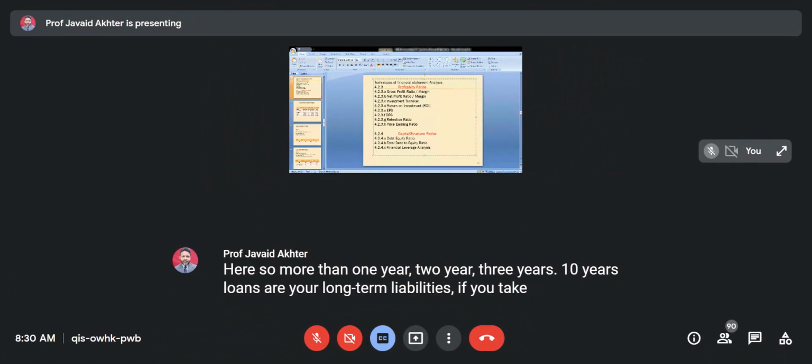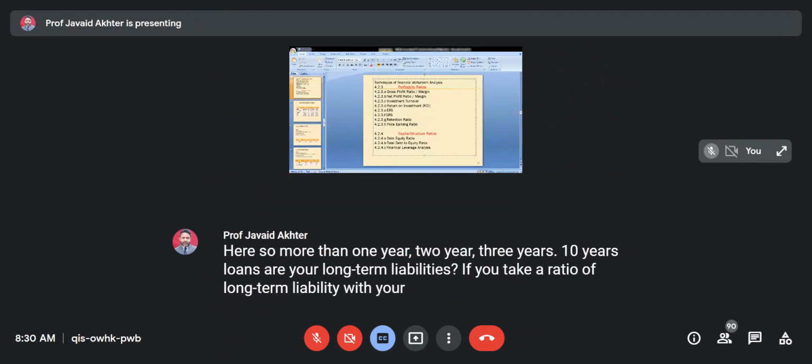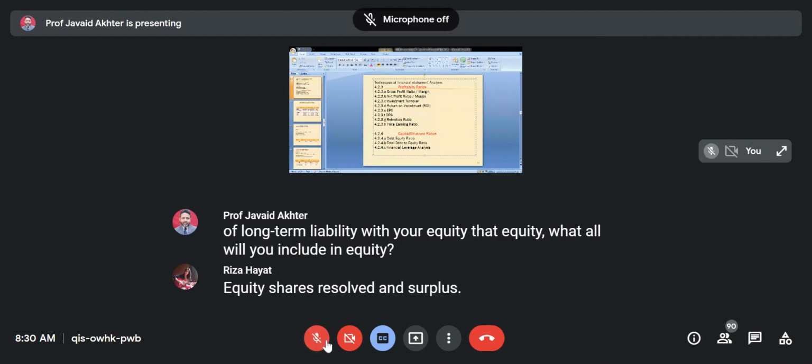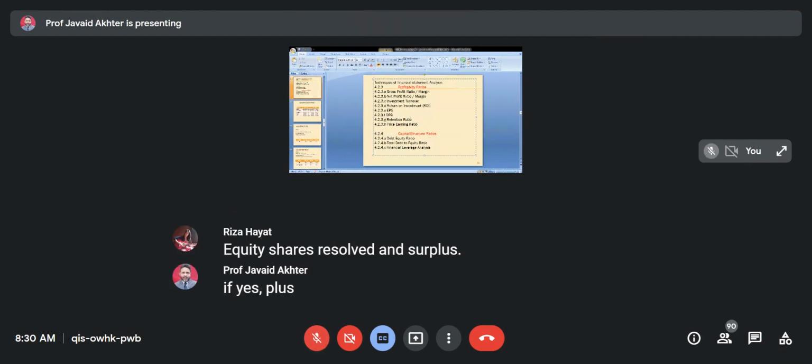So if you take a ratio of long-term liability with your equity, debt equity, what all will you include in equity? So equity shares, reserves and surplus. Equity shares plus reserves and surplus. Very good, reserves and surplus. Any other thing?